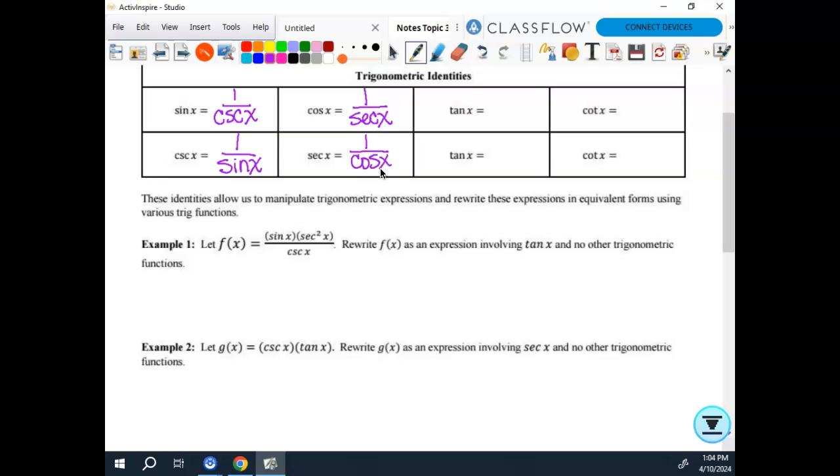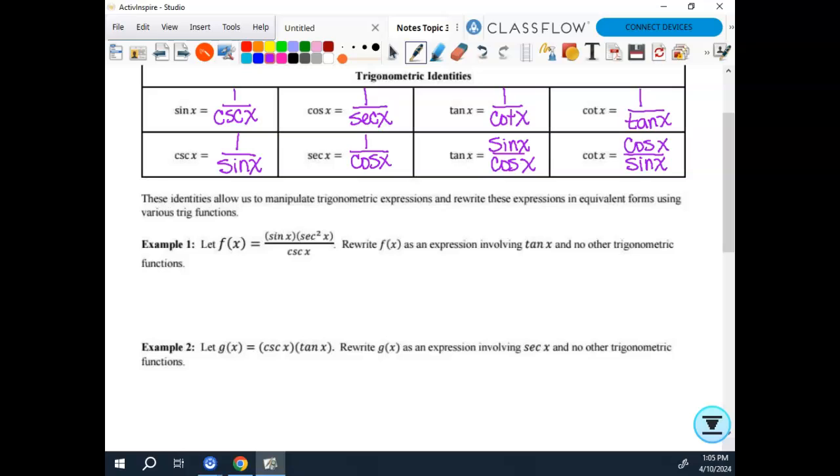Then what is the reciprocal of tangent? Cotangent. So tangent can be 1 over cotangent x, but there's another way we can look at tangent. Tangent's what over what? Sine over cosine. So then cotangent could be 1 over tangent. Or what do you think another way to look at cotangent would be? Cosine over sine. You got it. All right. Everybody good with all that?